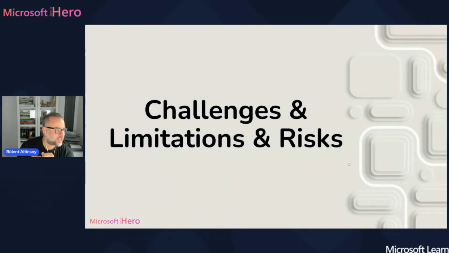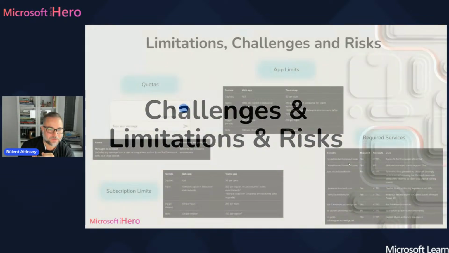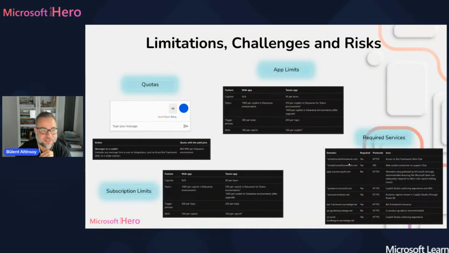Let's talk shortly about challenges, limitations, and risks. You've seen sometimes even in my demo, Copilot Studio does not react and says, I don't know what you want from me. That happens because I've used Dataverse, and Dataverse sometimes doesn't work, but also with generative AI. One of the reasons could be that you're running out of tokens. In a Dataverse environment, if you message a Copilot, usually you have 800 RPMs per Dataverse environment, 800 responses per minute.